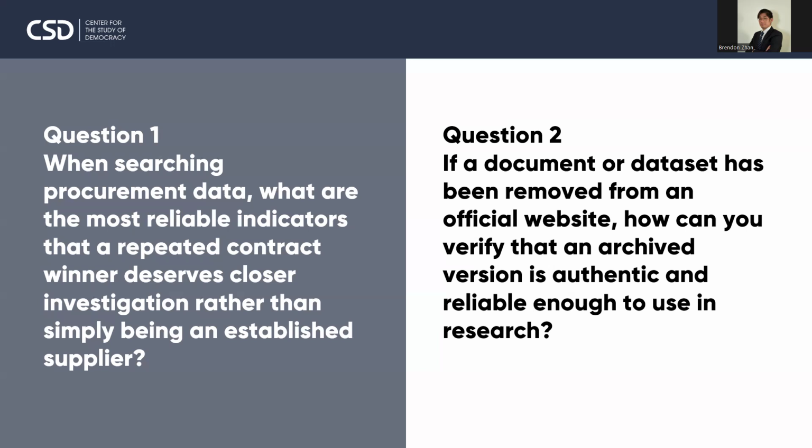Question 2: if a document or dataset has been removed from an official website, how can you verify that an archive version is authentic and reliable enough to use in research? The first step is to confirm that the archive page corresponds to the original source by checking the URL structure, the institutional branding, and document metadata. Web archive timestamps should be recorded and compared across multiple archiving services where possible, like the ones we've mentioned, Archive Today and Wayback Machine.